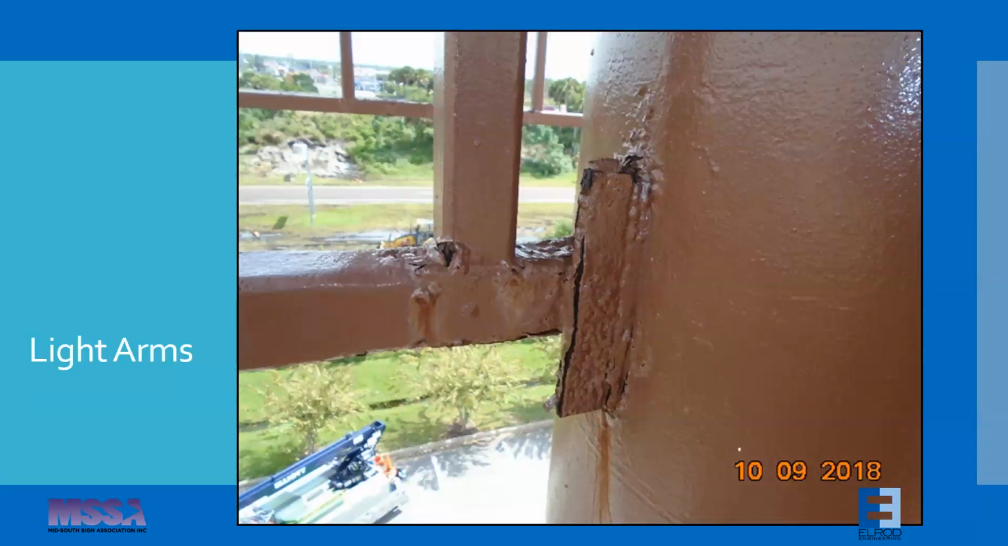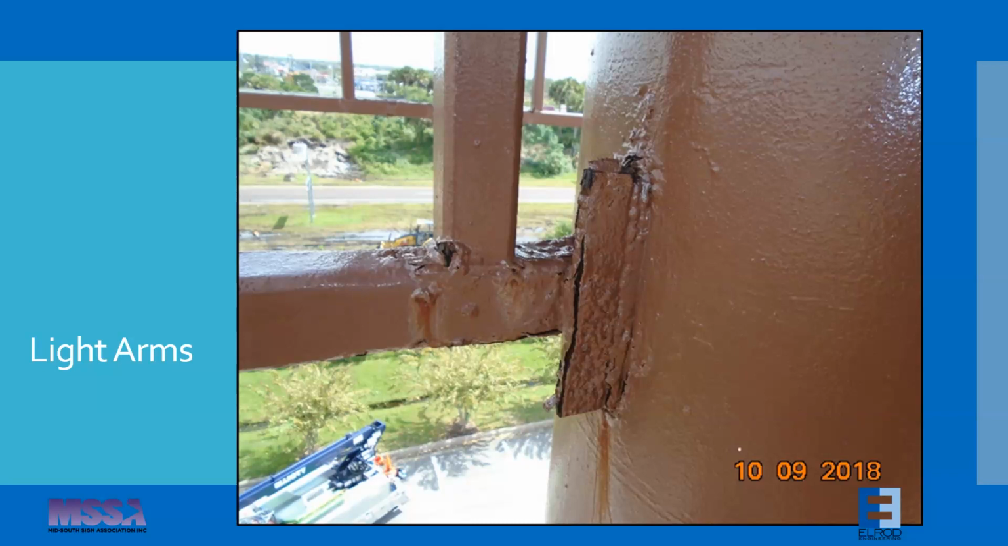If a sign has got external lighting, the light arms are sometimes one of the more critical and overlooked failure points for a sign structure. You need to look at those joints, especially at the bends where the metal comes together, and make sure you don't have any rust at those welds.